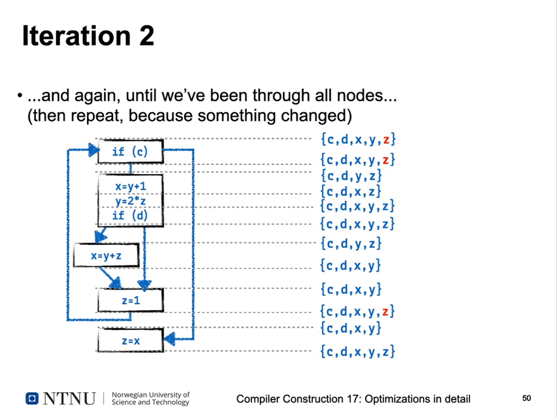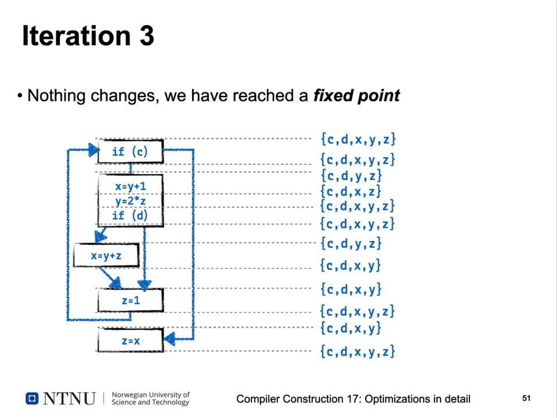So we have to repeat it again and again until we have iterated through all of the nodes, and as long as we figure out something has changed, we need to take another iteration. And if we now take another iteration and walk through our nodes again, we figure out that nothing changes anymore. So we say we have reached a fixed point in our iteration over our program steps. So we have found the final set of live variables at each program point in our program.